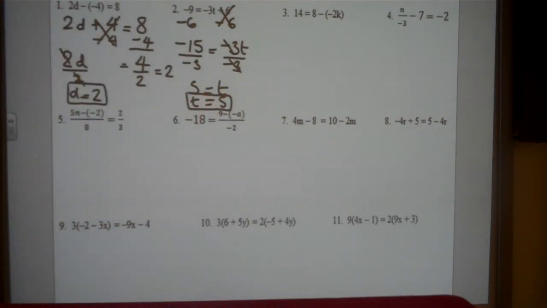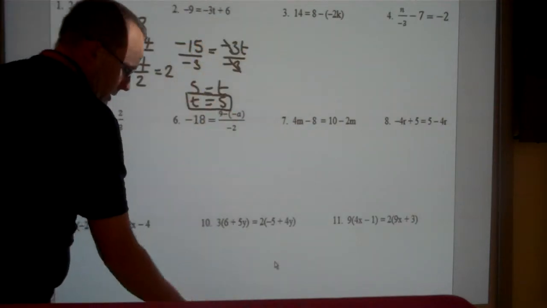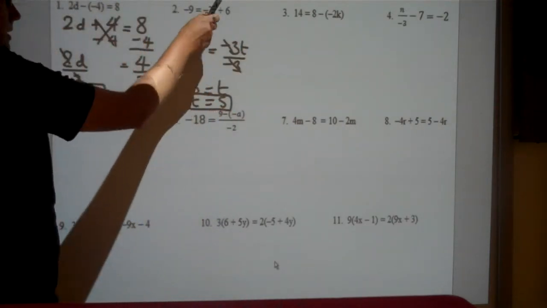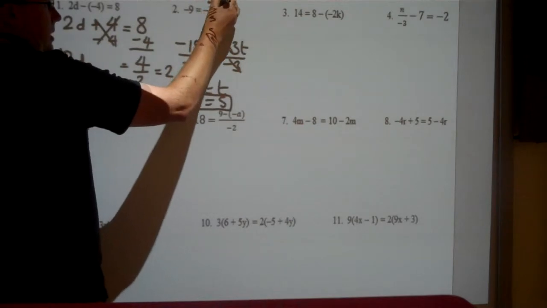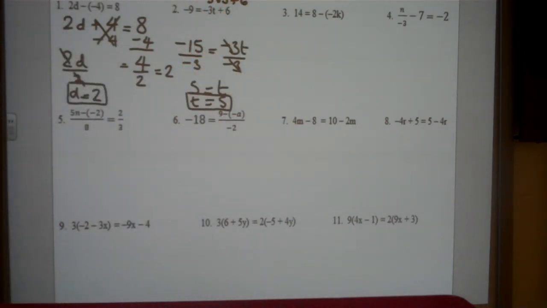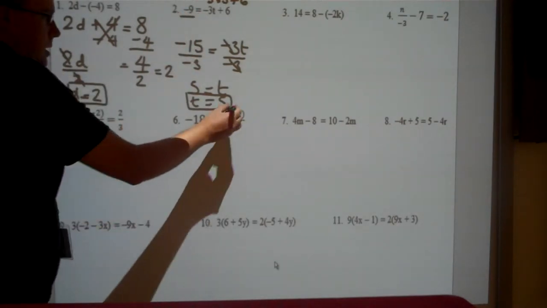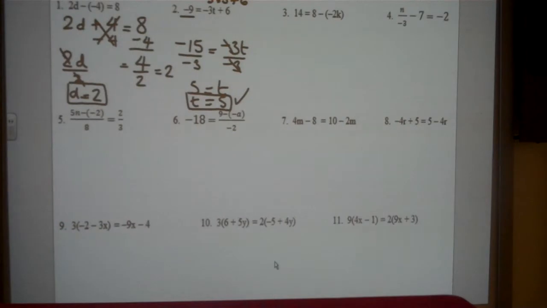Also, don't forget, you can actually go back and check your answers as well to make sure that this is actually true by substituting. So if I plug 5 in for t up here, I've got negative 3 times 5 plus 6, and if I check that I get negative 9, which is good because that's what I have on this side of the equation as well. Therefore I know that I definitely have this question right.